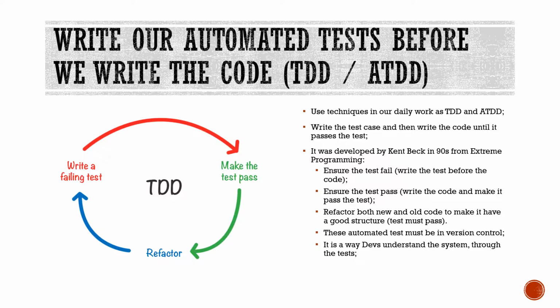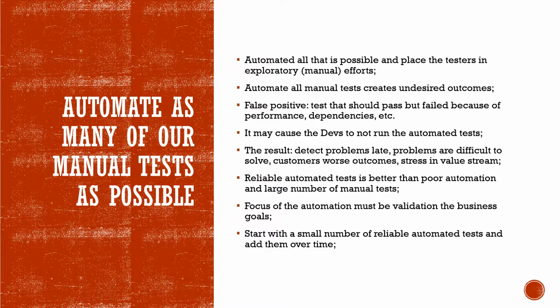These automated test suites are checked into version control alongside our code, which provides a living, up-to-date specification of the system. When we look over this slide, we see that the most preferable way is a small number of reliable automated tests because they are the most reliable. That's because large automated and manual tests may create undesired outcomes and could generate false positives.